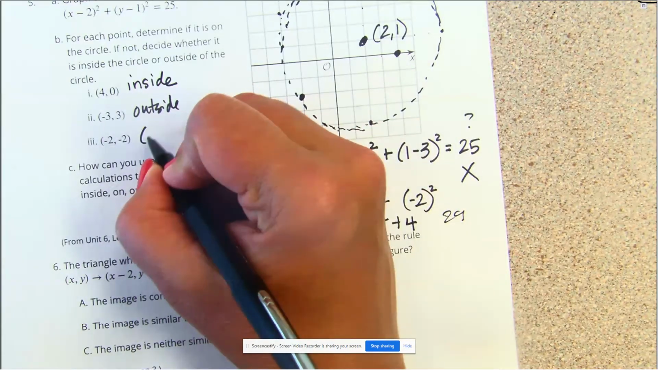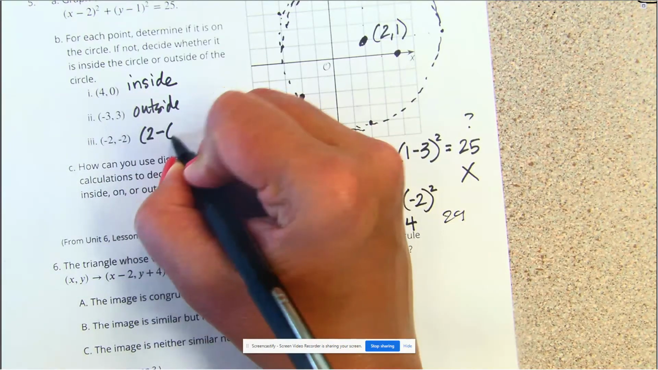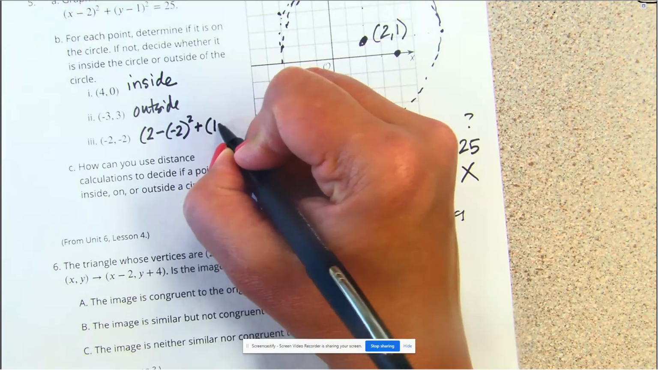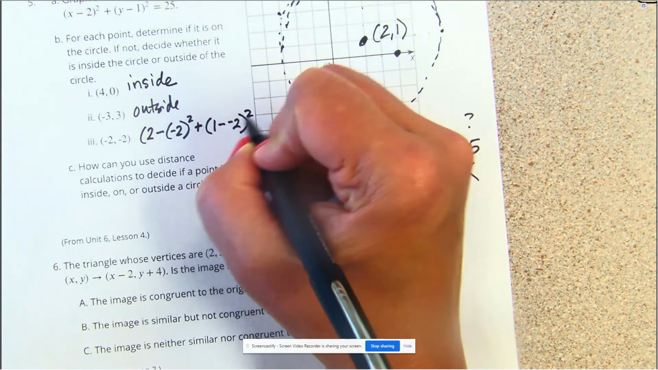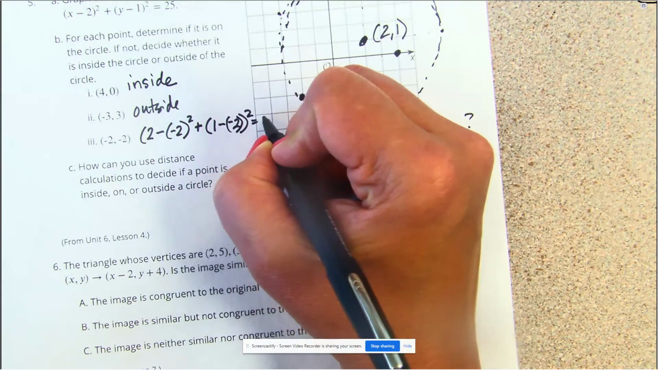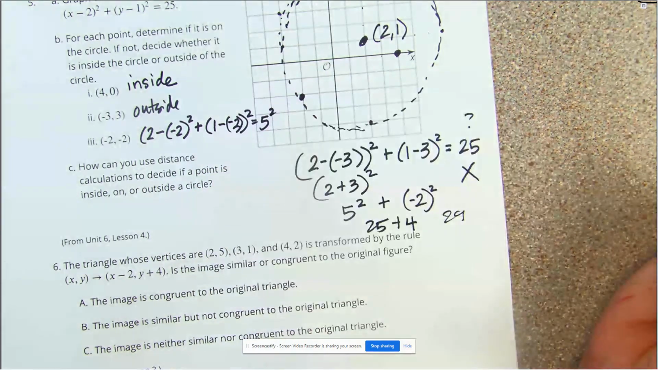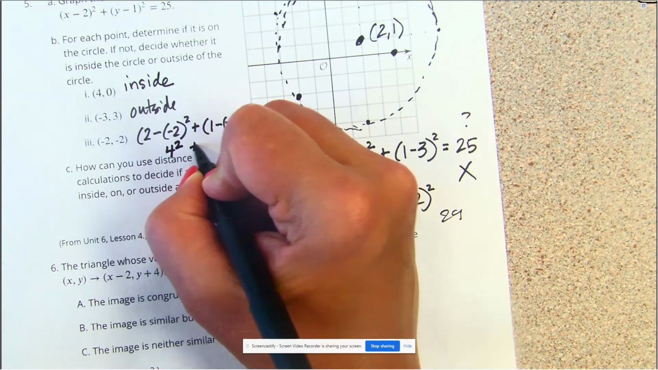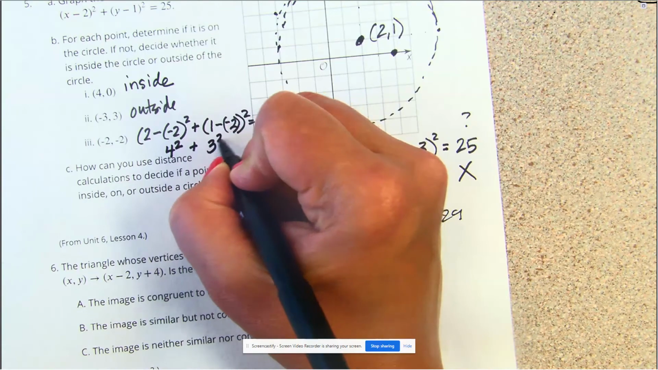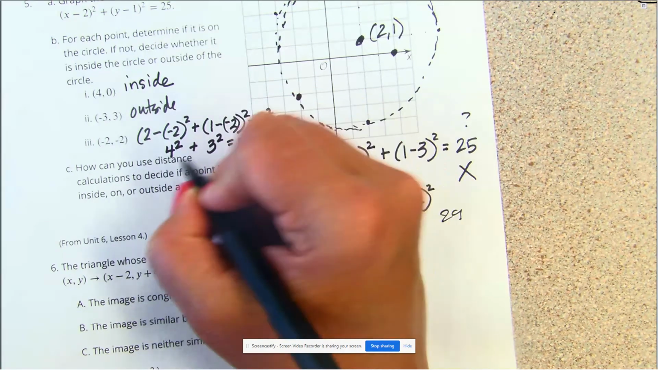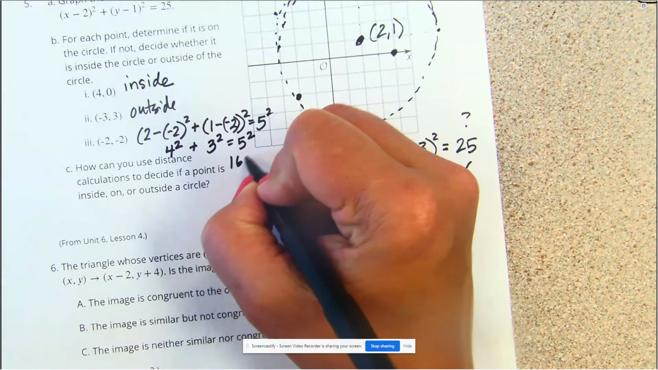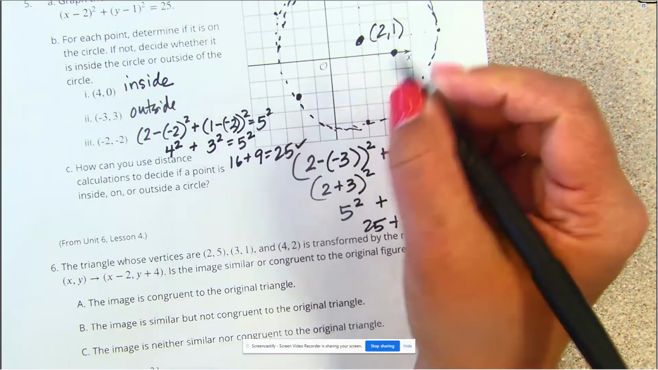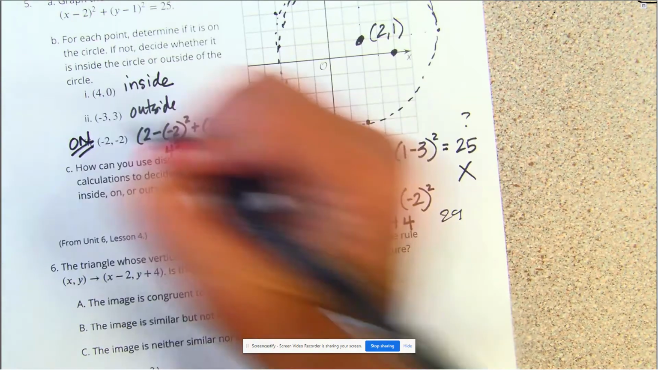2 minus negative 2 squared plus 1 minus negative 2 squared. Is that equal to 5 squared, or 25? So that'd be 2 plus 2, or 4 squared, plus 1 plus 2, 3 squared. Is that equal to 5 squared? 16 plus 9 equals 25. Yes, it is. It's on the circle.